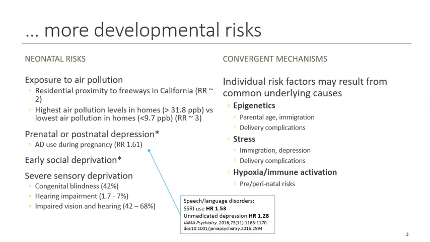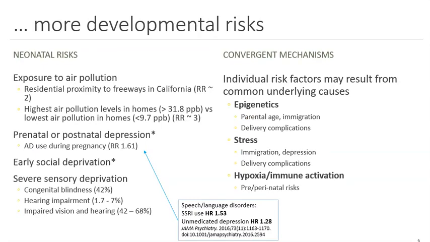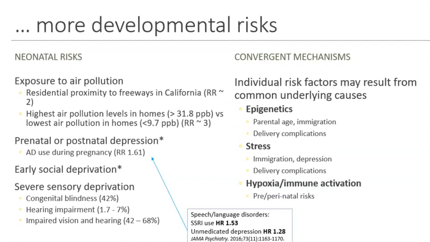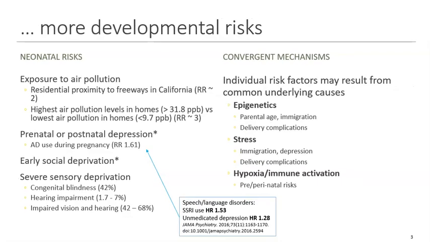We have probably the most associated risks with autism, most likely because we don't really understand what is happening as much with autism. So now we're talking about some neonatal risks again. And so here, exposure to air pollution has also been associated with an increased risk. Looking at people that lived close to freeways in California, they had about a 2-time higher risk than people that didn't.